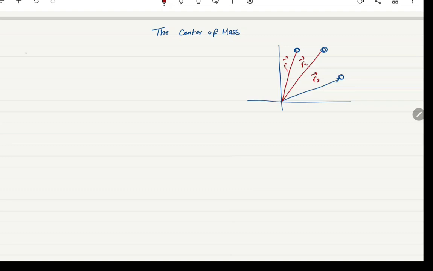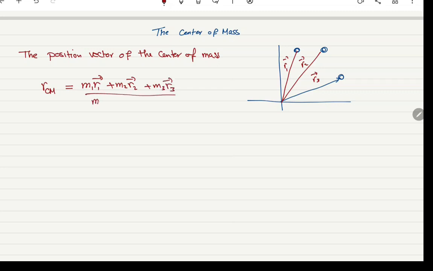Now the position vector for the center of mass is identified as R center of mass equal to m1 R1 plus m2 R2 plus m3 R3 divided by the total mass m1 plus m2 plus m3, or in general, our center of mass equal to 1 over M, the total mass, summation m_i r_i, where M here equals the sum of all masses in the system.